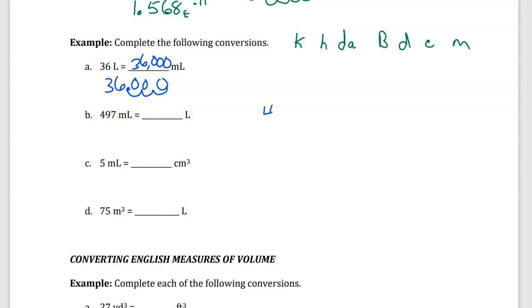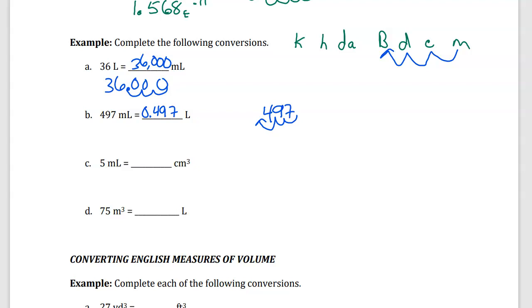497 milliliters to liters. Going to the left, 3 spaces. 1, 2, 3. So I have 0.497.